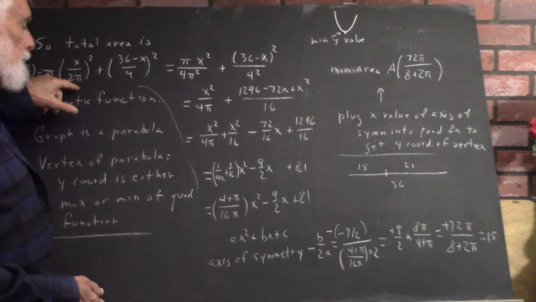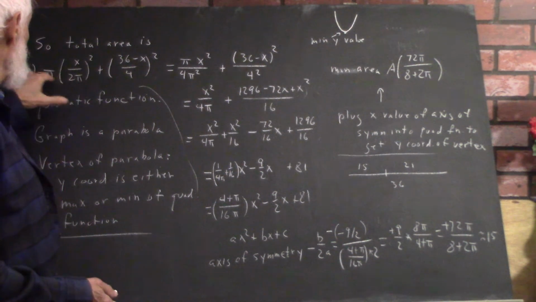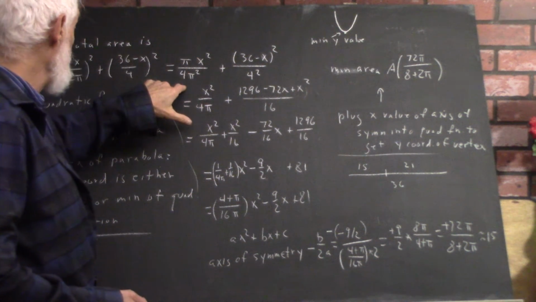Pi times quantity x over 2 pi squared. Well, that's x squared over 4 pi squared. So it's pi times x squared over 4 pi squared.